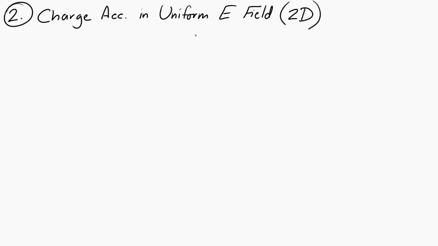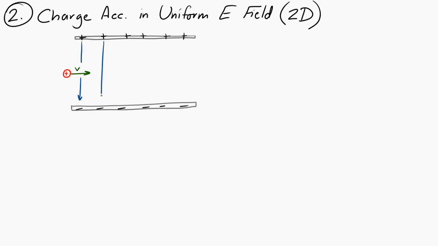All right. The second situation we're going to look at, second application, is a charge in a uniform electric field moving in two dimensions. So the setup here is we've got two plates, but we're going to orient them this way. And we're going to have a positive charge that's sent into the field this way. If it starts out moving horizontally, it's going to feel a force in the direction of the electric field, which is downward here. So it's going to feel a force downward.